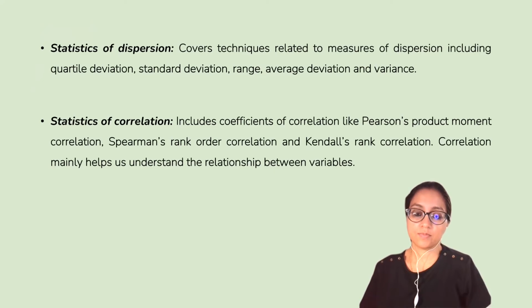Now, what is statistics of dispersion? So this covers techniques related to measures of dispersion, including quartile deviation, standard deviation, range, average deviation, and variance. Again, we will be studying each of these as we move along the course. Statistics of correlation includes coefficient of correlation like Pearson product moment correlation, Spearman's rank order correlation, and Kendall's rank correlation. Correlation mainly helps us to understand the relationship between the variables. Okay, so we will be studying correlation as we move along the course in the next chapters.